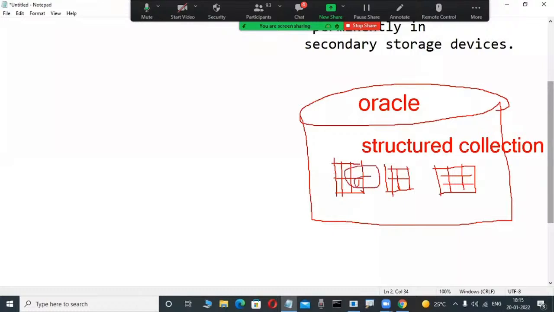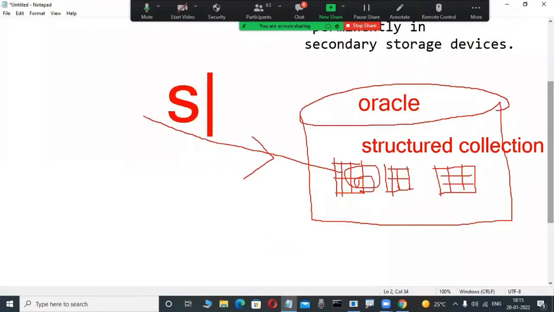Once a structured collection of data is there, we need some language to operate on this data. What is that language? Maybe anybody has an idea? SQL is a language, Structured Query Language. Through this language only, we operate on the structured data in relational databases.